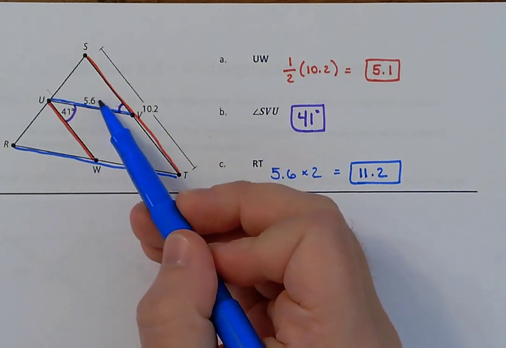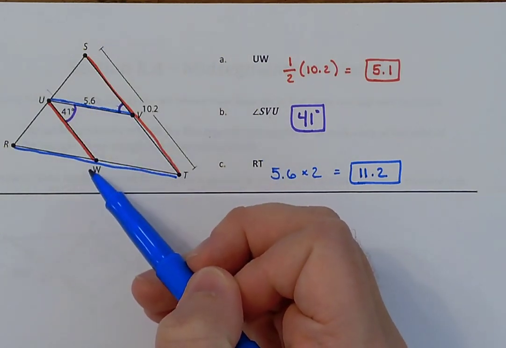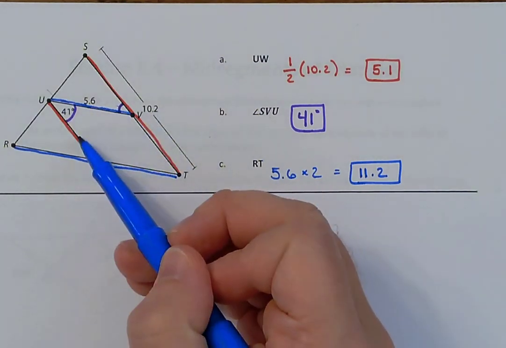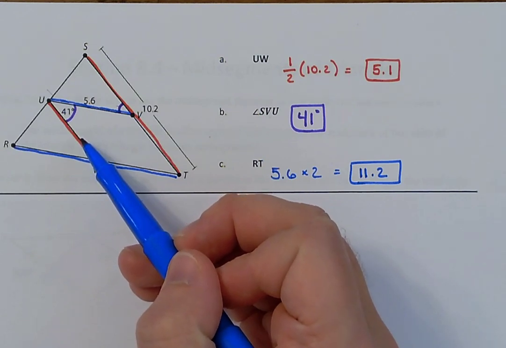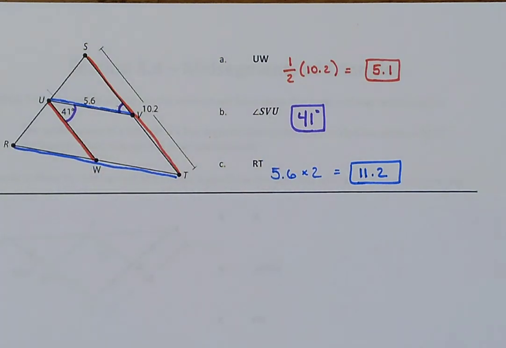Again, if we're going smaller to bigger, we multiply by 2. If we're going bigger to smaller, we divide by 2. So that's how you're going to find the length of segments today, either multiplying by 2 or dividing by 2. Multiply is when you go smaller to bigger. Dividing is when you go larger to smaller. All right, so that is parts A through C.